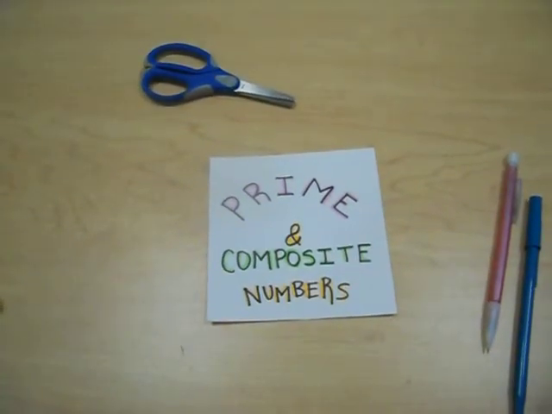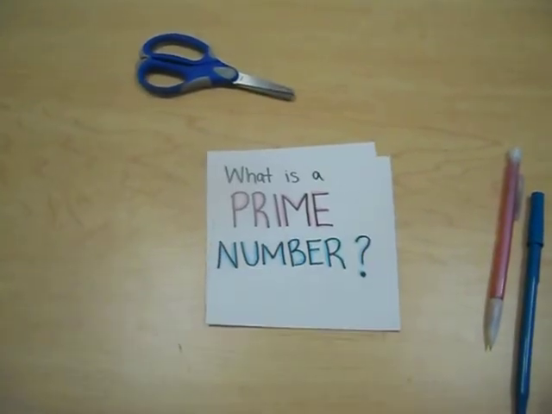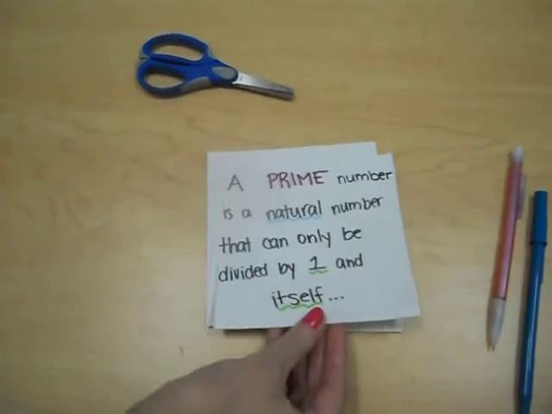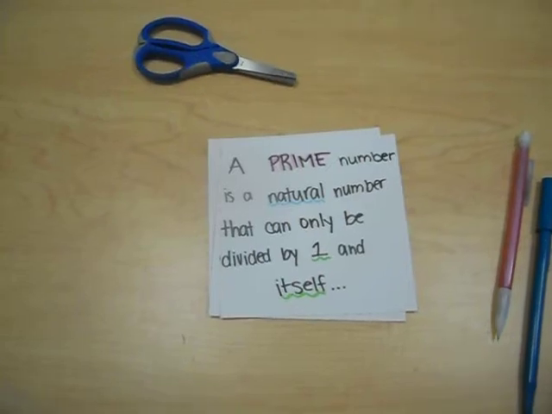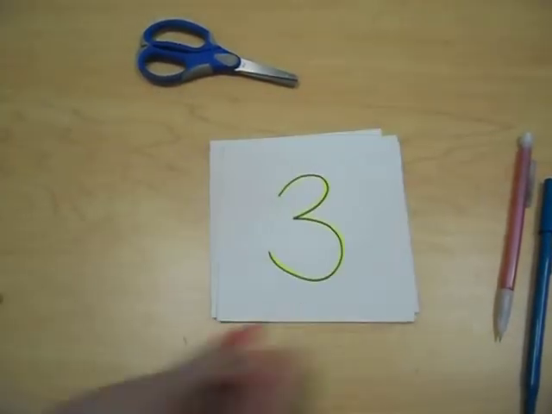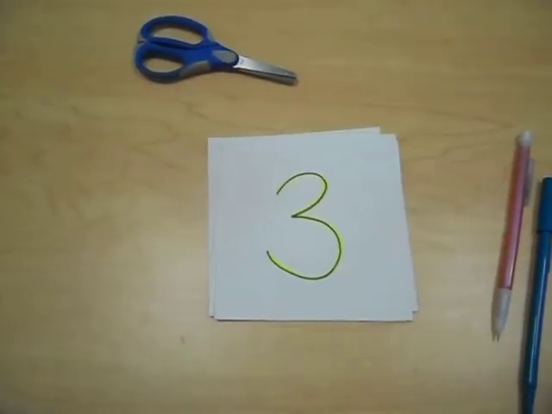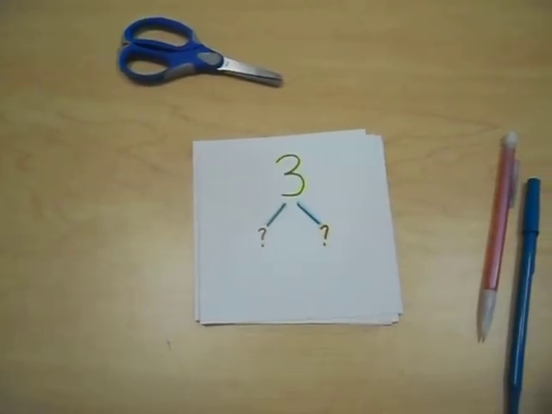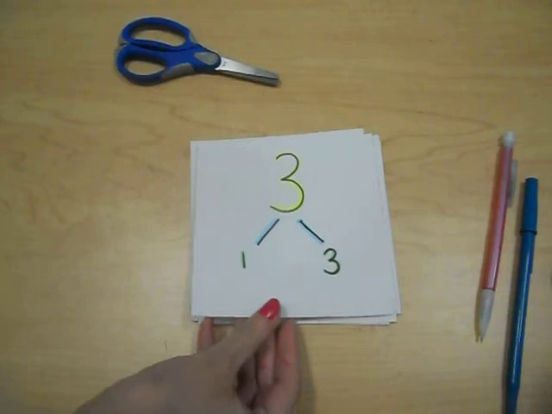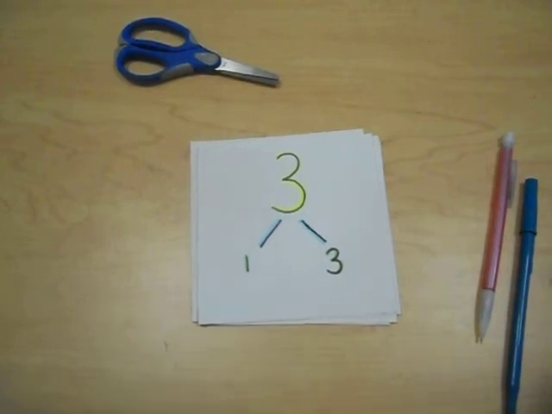and composite numbers. What is a prime number? A prime number is a natural number that can only be divided by 1 and itself. 3 is an example of a prime number. What can be divided into 3? 3 is a prime number because it can only be divided by itself and by 1.